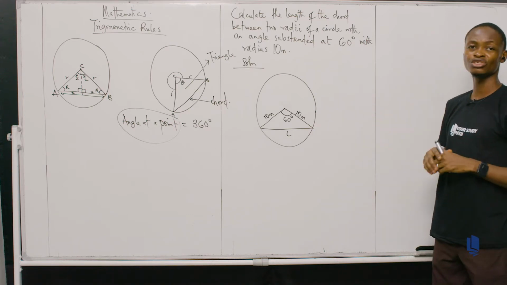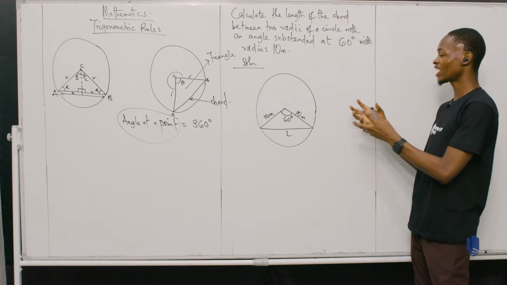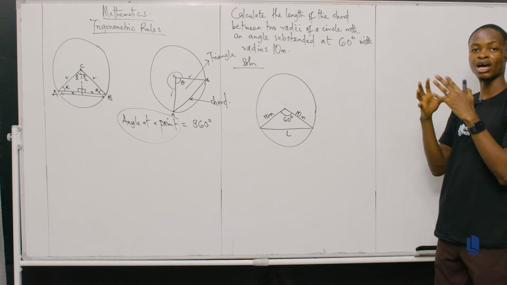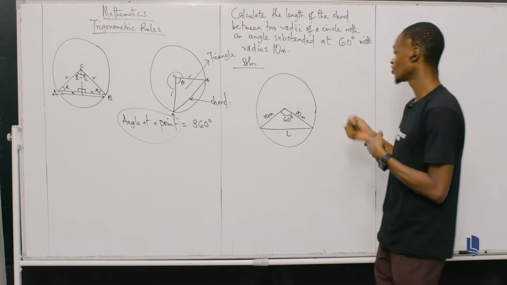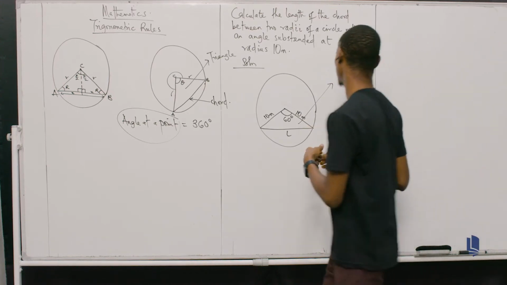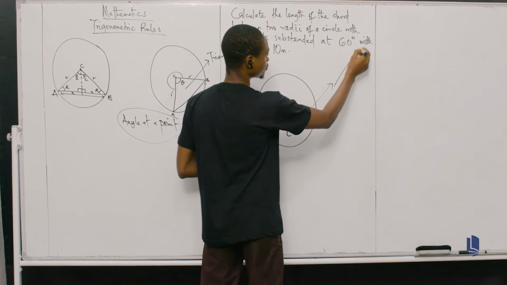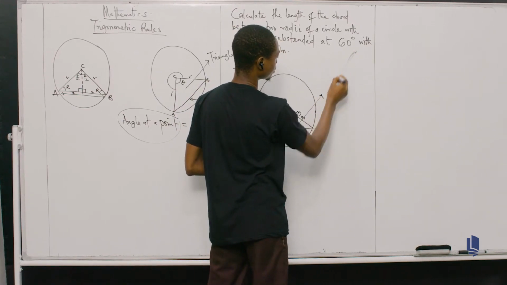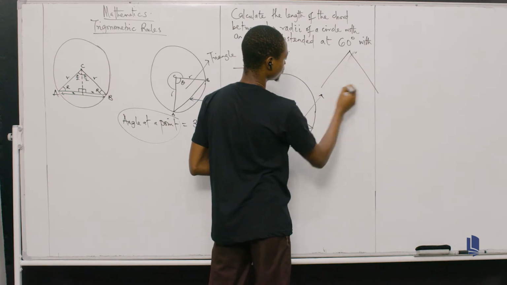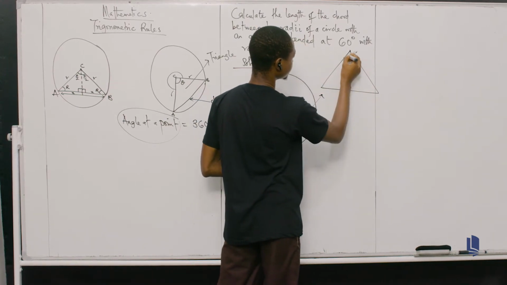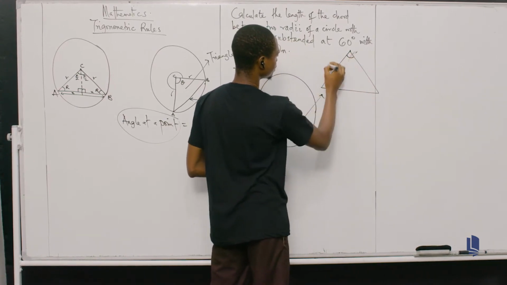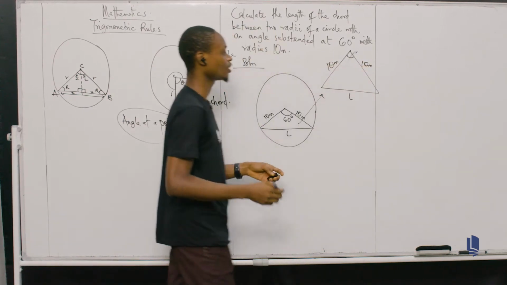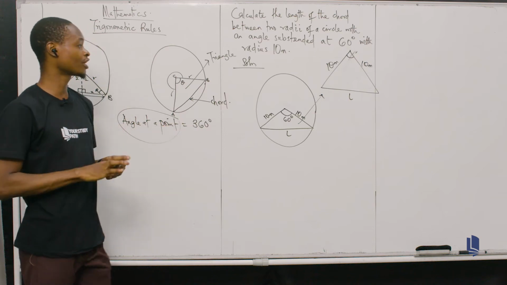Now that you have this, of course, you can decide to extract the triangle from the circle so that you have much more space to work. So if I decide to extract this triangle, I'm simply saying I have a triangle of this form, right? This is 60 degrees. This side is 10 meters. This side is 10 meters. And I'm to look for L. Now, this is what we have.